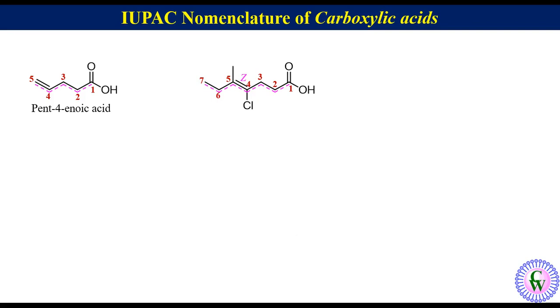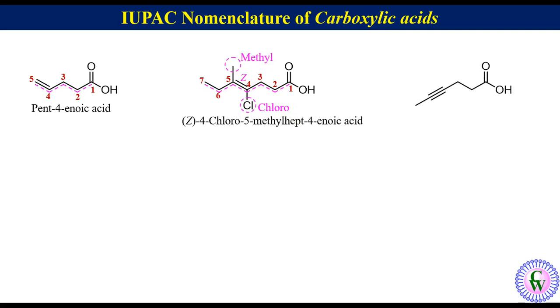There are 2 substituents, a chloro at C4 and a methyl at C5. Thus, the IUPAC name of this molecule will be Z-4-chloro-5-methyl-hept-4-enoic acid.